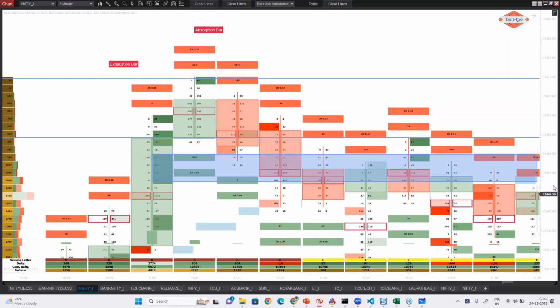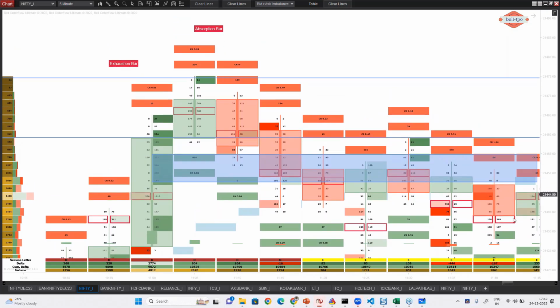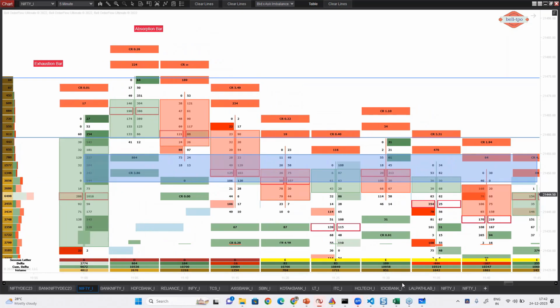This is slightly a different concept. Let me tell you, this is not a trapped buyer concept. This is more of an absorption bar concept. An absorption bar happens something like this. So look at this example here. Here I'm seeing 350 lots, 351 lots, 304 lots, 386 lots, 389 lots.